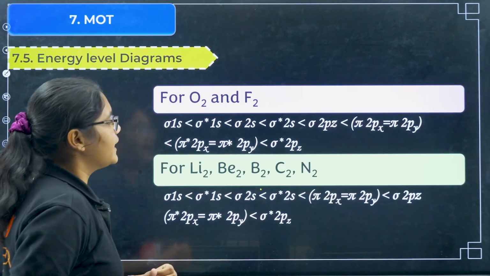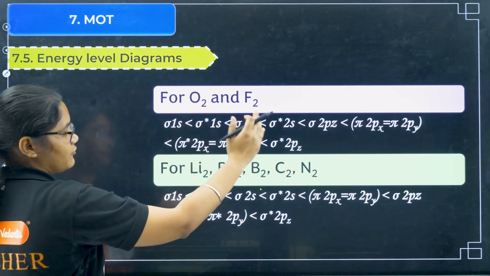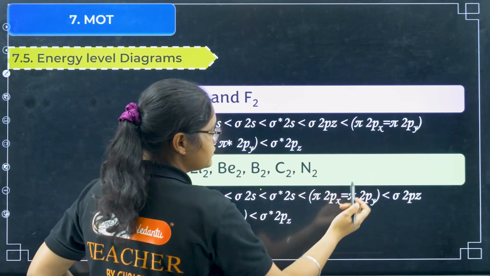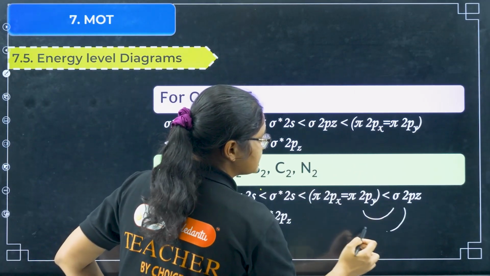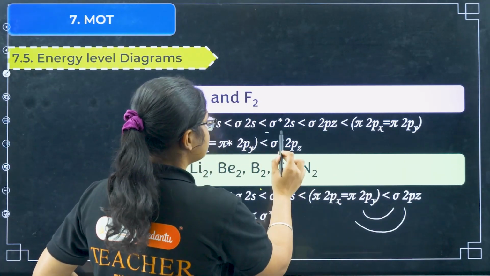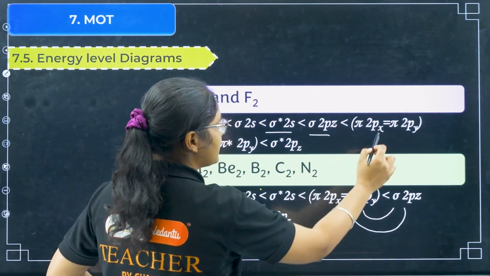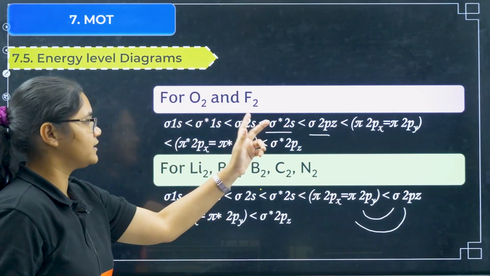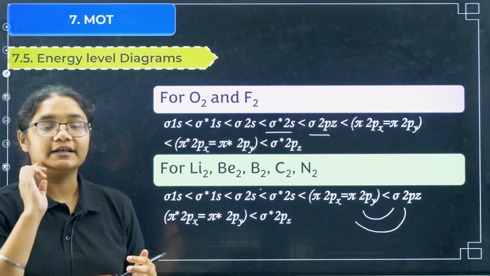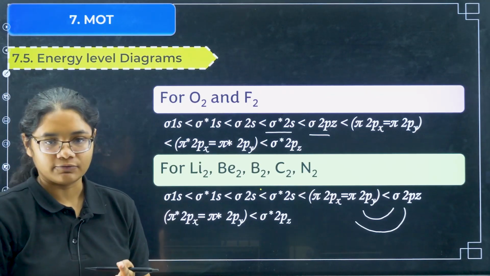Okay. Next, in case of O2 and F2, meaning more than N2, there is a small exchange that takes place here. After sigma star 2s we get sigma 2pz, and after that the pi orbitals come. This exchange takes place in the molecules beyond N2, that is O2 and F2.